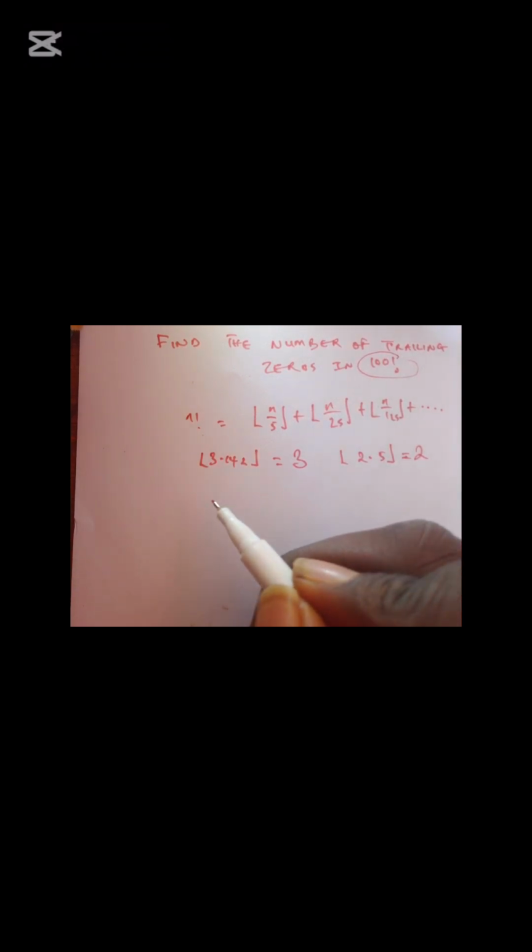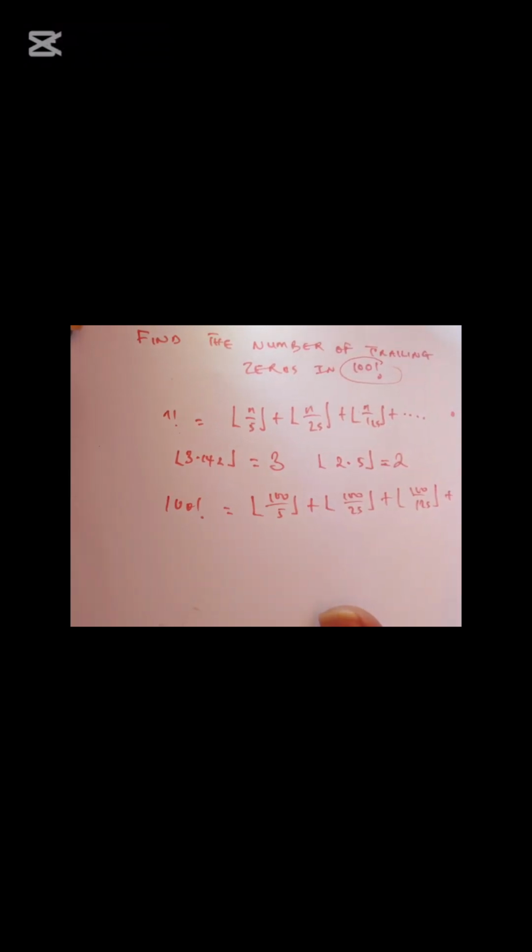We have to find the number of trailing zeros of 100 factorial. I'm going to do that using our formula: floor of n over 5 plus floor of n over 25 plus floor of n over 125 plus dot dot dot. Our n here is 100, so for 100 factorial this will be equal to the floor of 100 over 5, plus the floor of 100 over 25, plus the floor of 100 over 125, then plus dot dot dot.